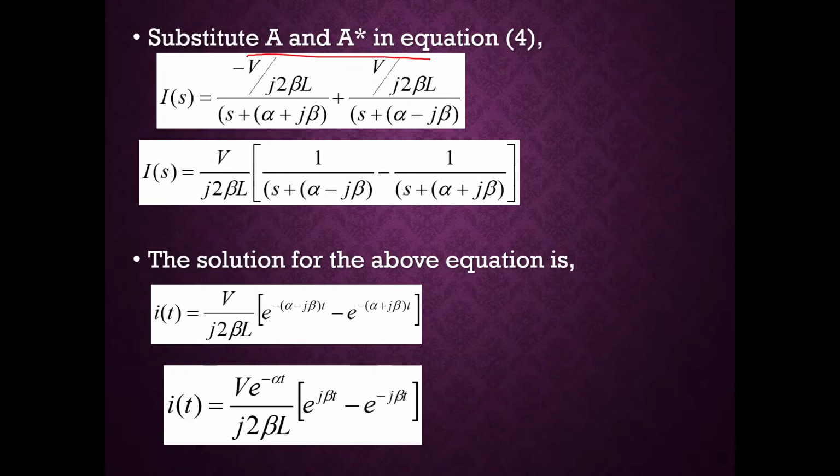Now you can see the numerator terms are similar. You just bring them outside and take it common. So I of s is equal to V by 2j beta L into 1 by S plus alpha minus j beta minus 1 by S plus alpha plus j beta. So see here, 1 by S plus A.